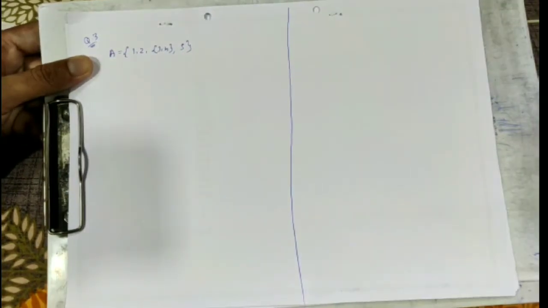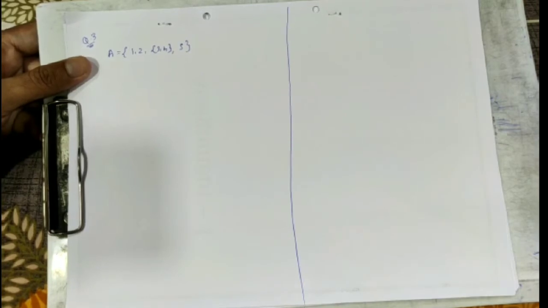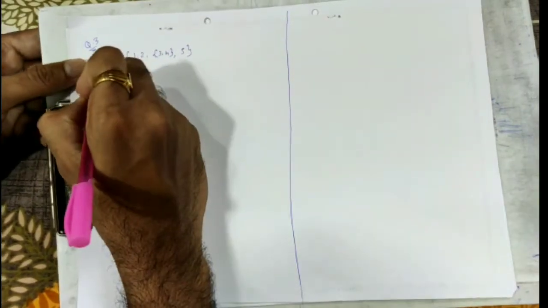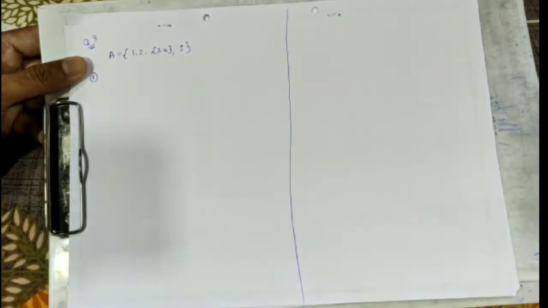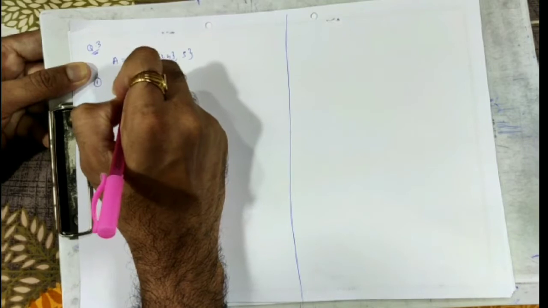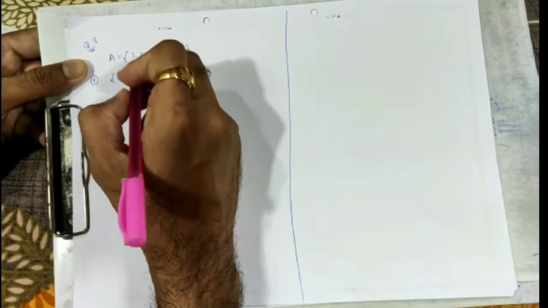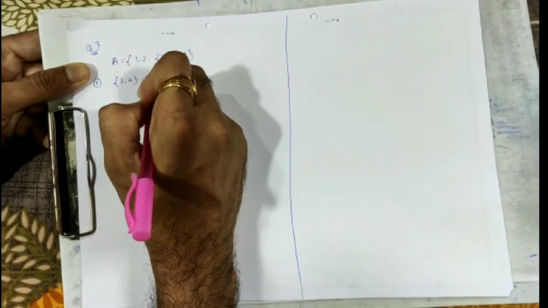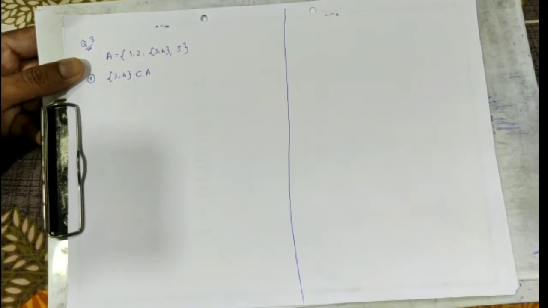So which of the following statements are incorrect and why? You have to check the given statements are correct or not, and you have to give the reason. So first statement is given, set 3 4 is a subset of A. Now what about this? What about 3 4?